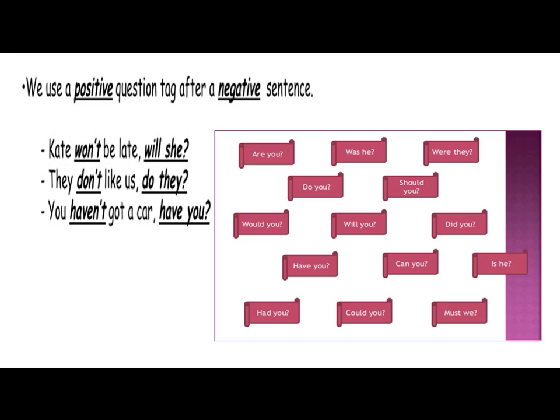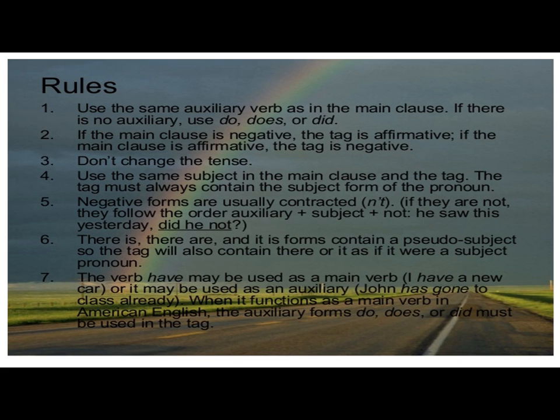Here are some of the positive question tags. Are you? Was he? Were they? Should you? Do you? Would you? Will you? Did you? Is he? Can you? Have you? Had you? Could you? Must he?